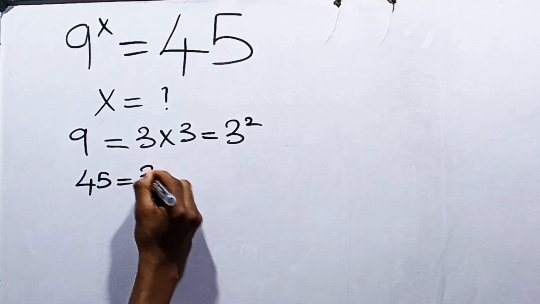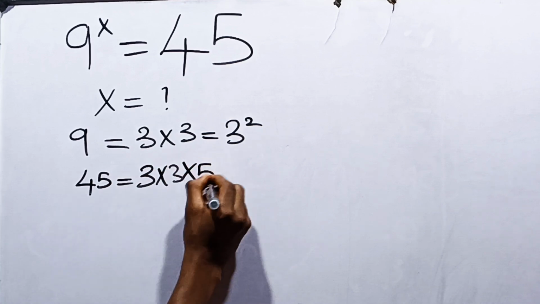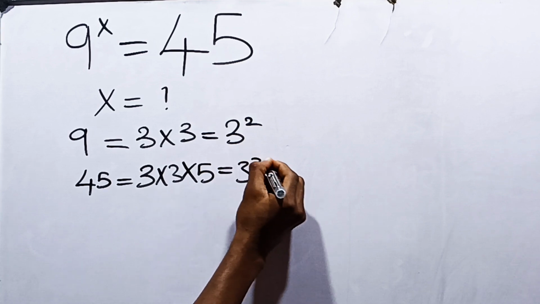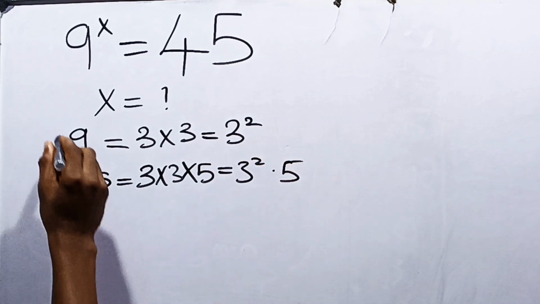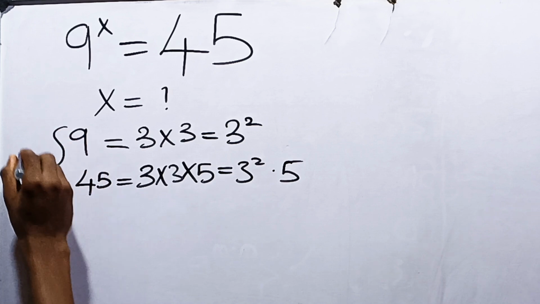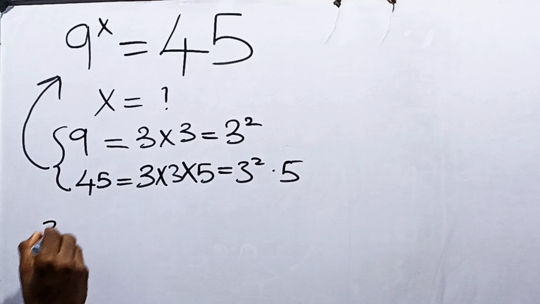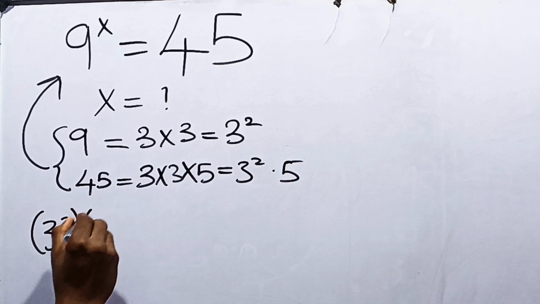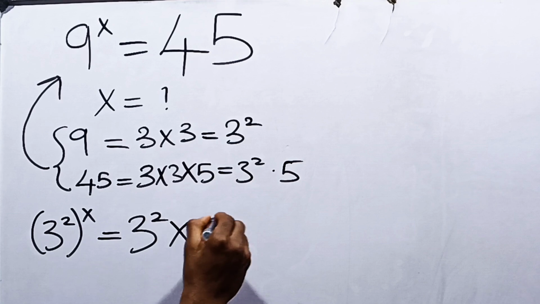45 is equal to 3 times 3 times 5, which is equal to 3 squared times 5, okay? Now if we replace these numbers in this equation, we have 3 squared raised to the power of x is equal to 3 squared multiplied by 5.